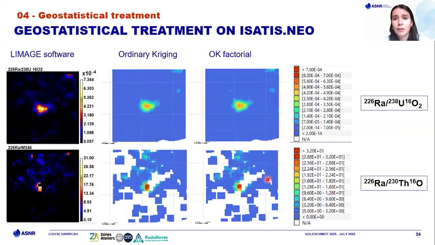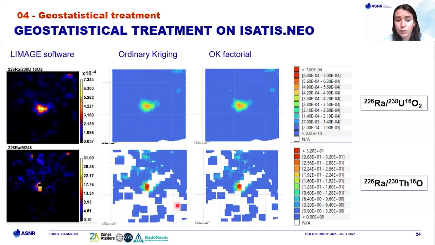And we worked with Geovariance, which developed a software called Isatis Neo. And we were able to use a lot of geostatistical tools. So I'm not going to present you everything we tried, but here is ordinary kriging and ordinary kriging factorial. And we did the same as in Limage. So we did the ratio of radium and uranium, and here for radium and thorium. And we obtain a great image, as you can see here, with maybe a better resolution than what we can obtain with Limage for this ratio.